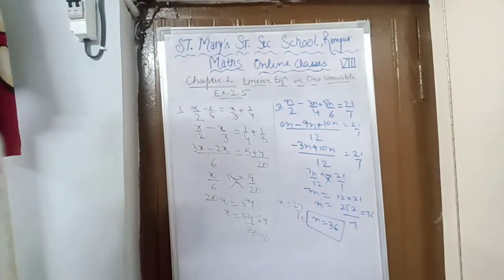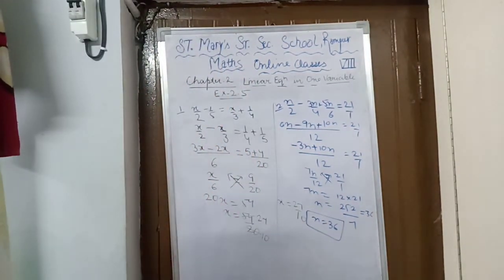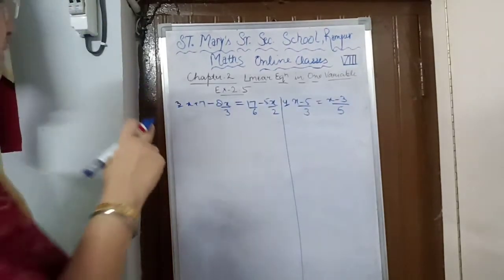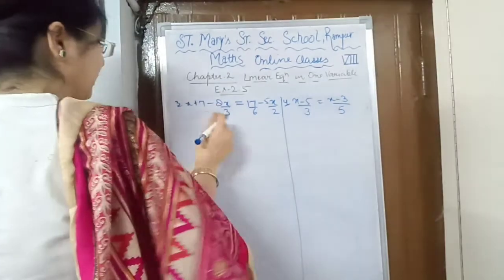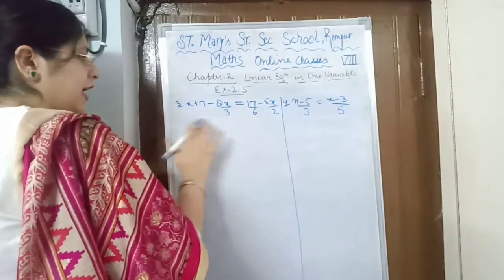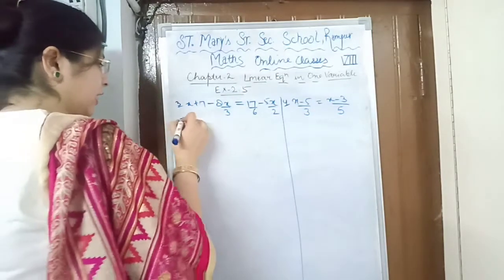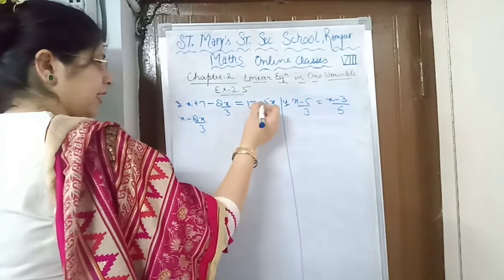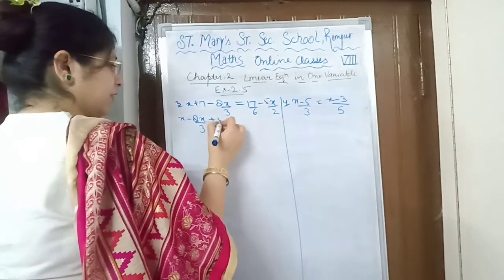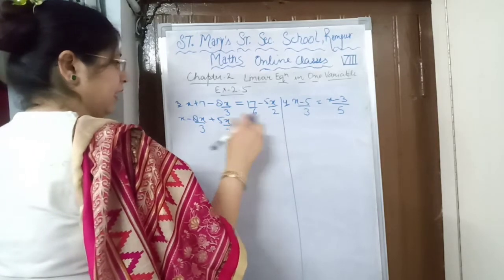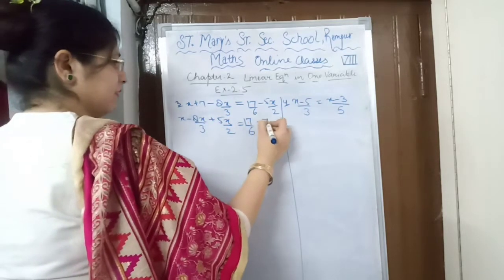Clear? Very easy. Now I hope you can all do the rest of the parts. Now see, the next part is x plus 7 minus 8x upon 3 is equal to 17 upon 6 minus 5x upon 2. Now see, x is present on both sides. Collect all the x terms: x minus 8x upon 3 plus 5x upon 2. 17 upon 6 will remain here, and this plus 7 will become minus 7.